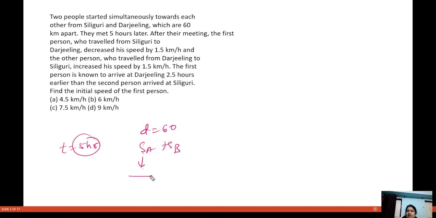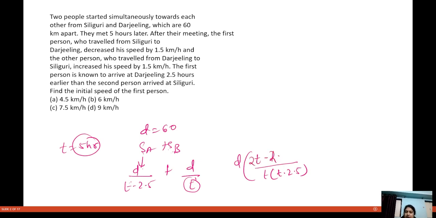We know if this one is faster, the velocity or the speed can be given by T minus 2.5, and this one is slower, so it can be given by T. Now this will be how much? T into T minus 2.5, and this will be 2t minus 2.5. So now you have distance d.